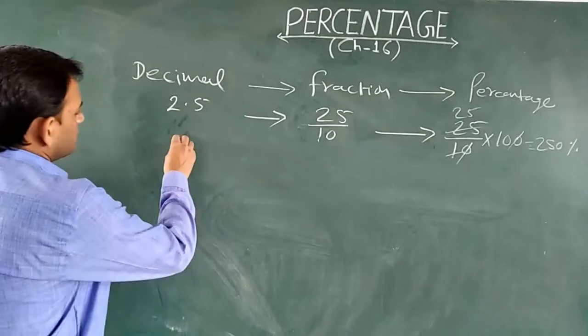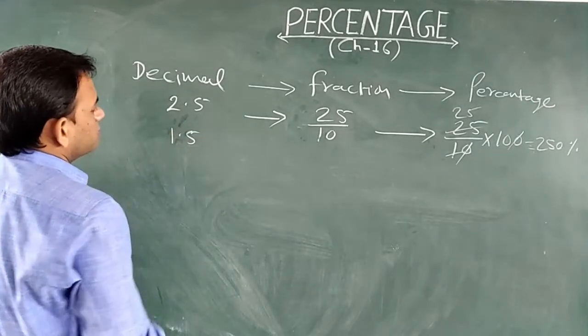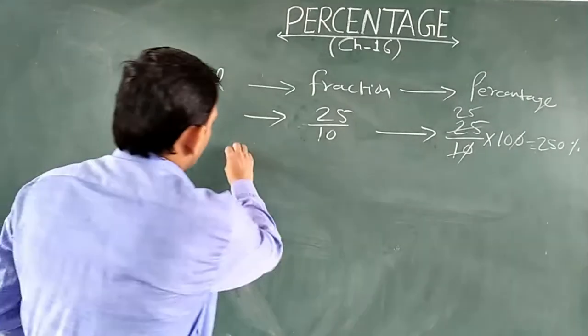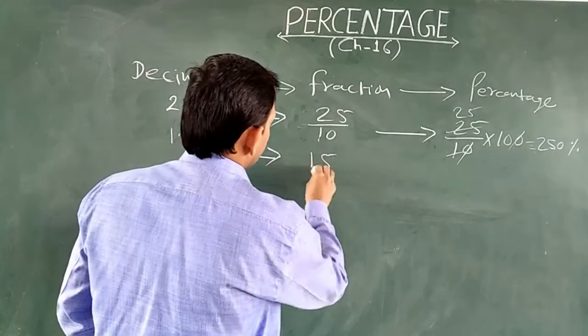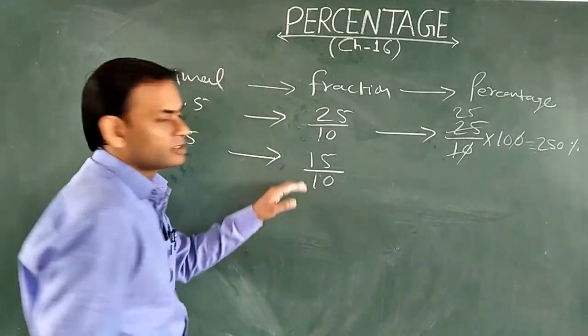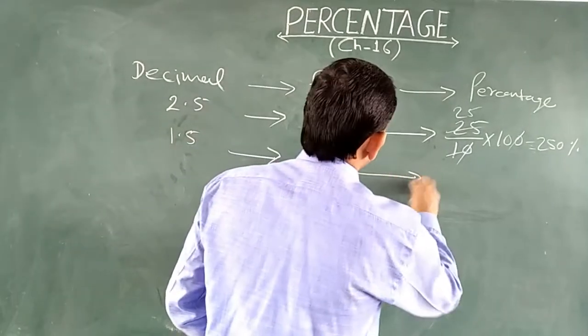Now one more example I am taking, 1.5. This is the decimal number. So we will change it into the fraction. It will be 15 upon 10. Now the fraction has become.